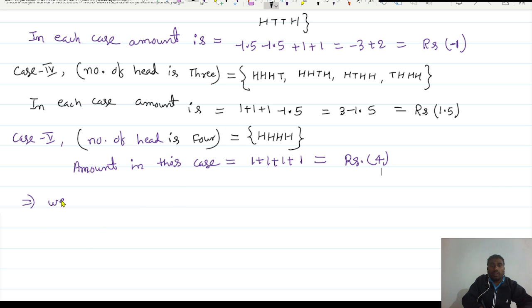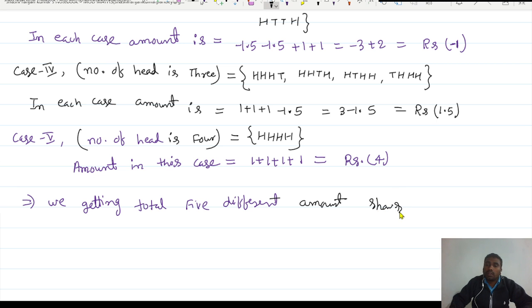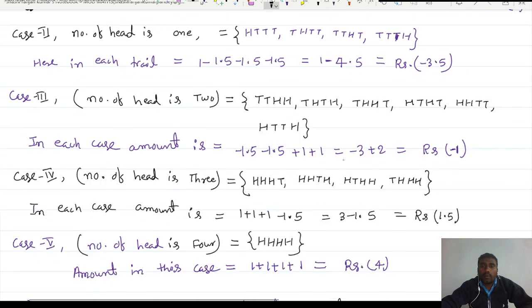So we are getting a total of 5 different amounts, shown here in different cases, that we have already shown here, right? This is the first question, how many different amounts.